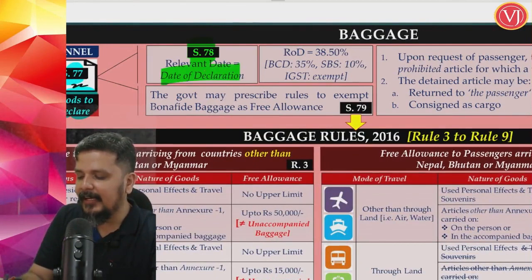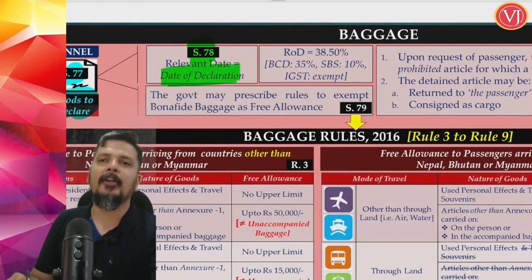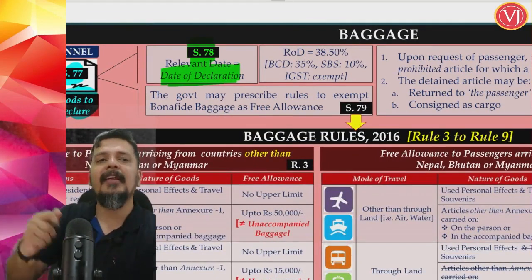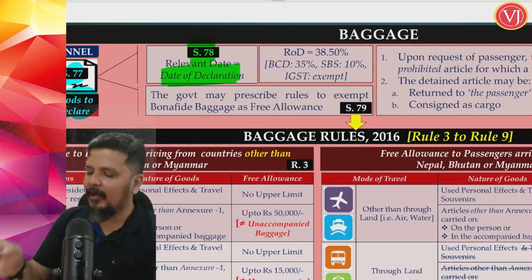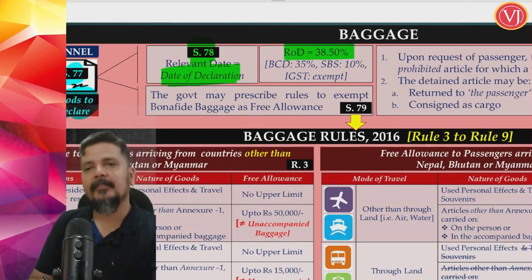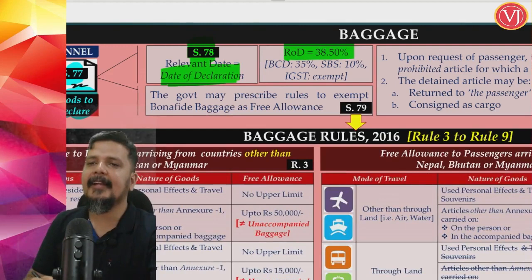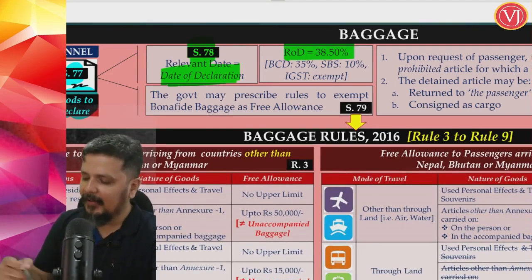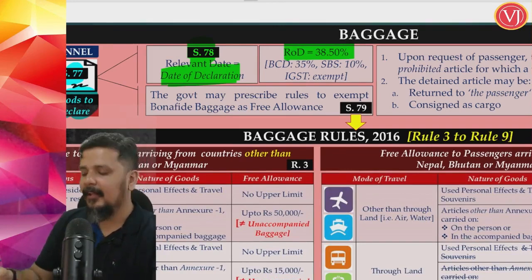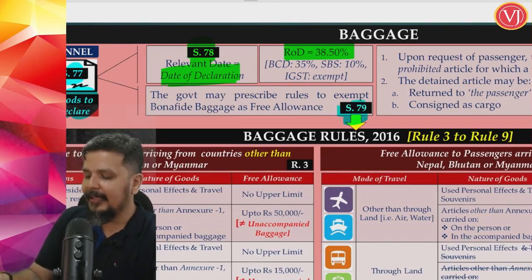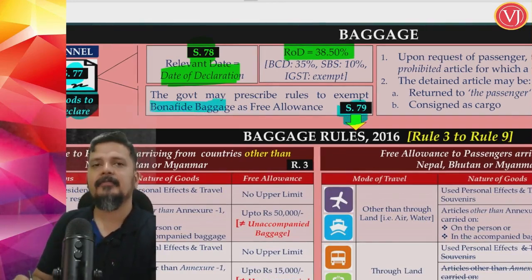What is the relevant date for finding out the import duty on baggage? The date of giving declaration. As on that date, the rate is 38.5. That is section 78.